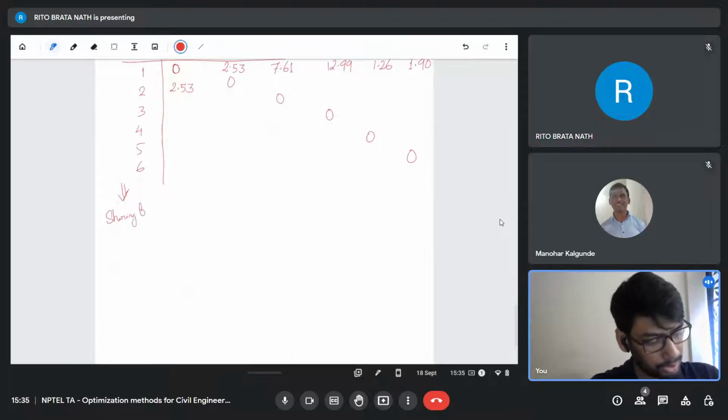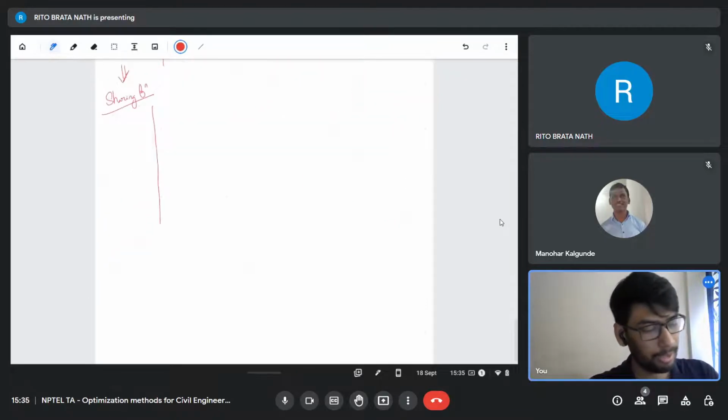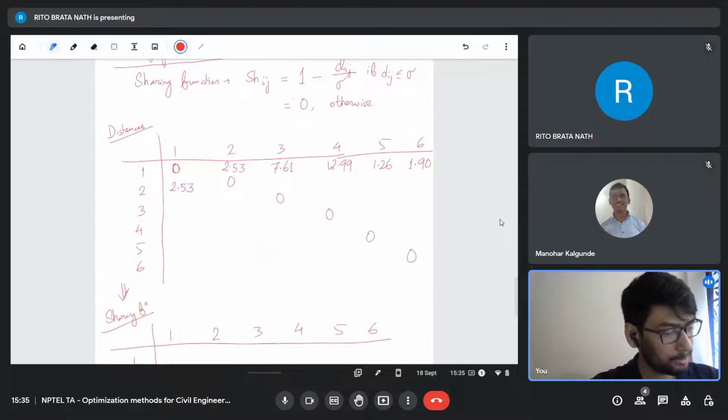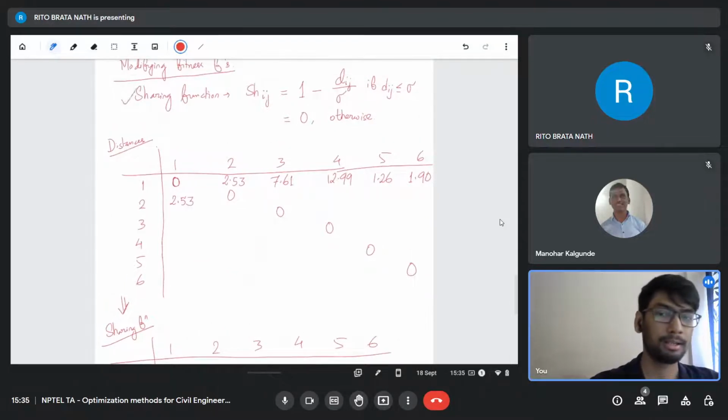So suppose this is my sharing function. Again, you have to create a similar table. You can do it in Excel or anywhere else as well. So this is 1, 2, 3, 4, 5, 6, and this is 1, 2, 3, 4, 5, 6. Now, if you remember, this is your expression for the sharing function: 1 minus dij divided by sigma, and sigma is given as 5. Only if your dij distance is less than 5 will you calculate this; otherwise you can simply put it as 0.